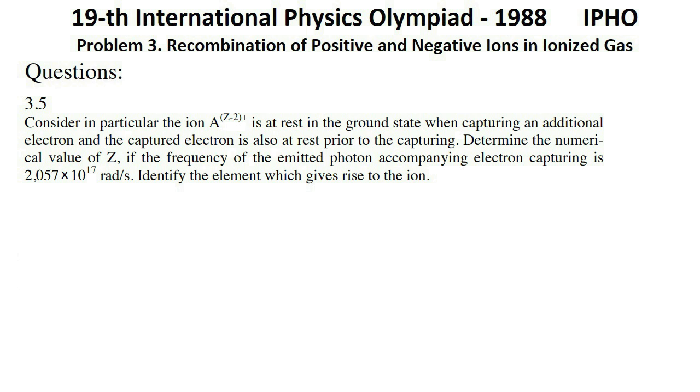Question 5. Consider in particular the ion AZ-2 plus is at rest in the ground state when capturing an additional electron, and the captured electron is also at rest prior to the capturing. Determine the numerical value of Z if the frequency of the emitted photon accompanying electron capturing is 2.057 multiplied by 10 to the power 17 radians per second. Identify the element which gives rise to the ion.